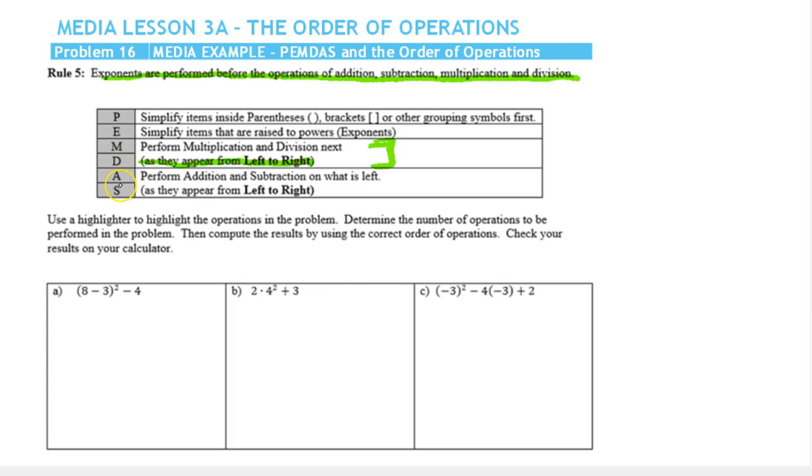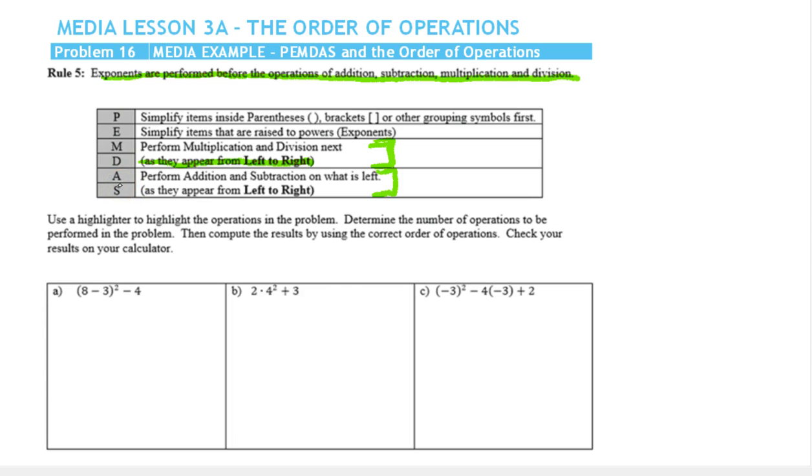And then any addition or subtraction with the same idea as multiplication. Perform addition and subtraction on what is left as they appear from left to right. If addition comes first, left to right, you do that. If subtraction comes first, left to right, you do subtraction.